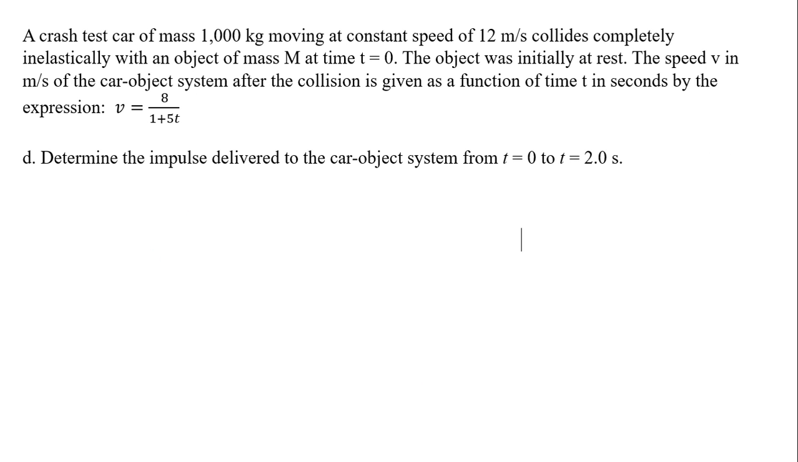Moving on. Determine the impulse delivered to the car object system from 0 to 2. All right, so impulse is the change in momentum, or the mass times the change in velocity. So impulse equals my mass, right, times the change in velocity, which would be the velocity at 2 seconds minus the velocity at 1 second.